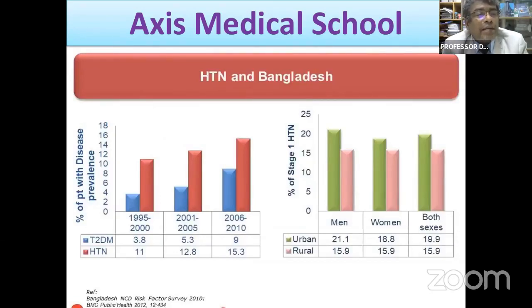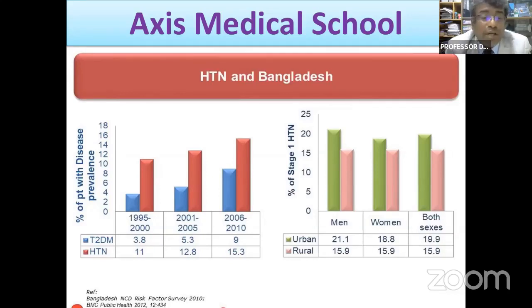So this is the hypertension in Bangladesh. We will see this chart here. In 1995 to 2000, the prevalence of diabetes was 3.8%, but hypertension was around 11%. In 2001 to 2005, type 2 diabetes increased a bit to 5.3%, and hypertension was around 12.8%. And in 2006 to 2010, the prevalence of diabetes increased to 9%, and hypertension to around 15%. But now the hypertension prevalence is around 20%, and diabetes around 10 to 12%.